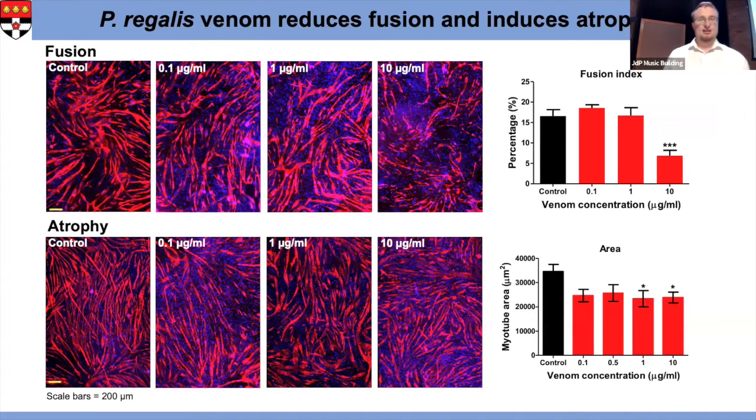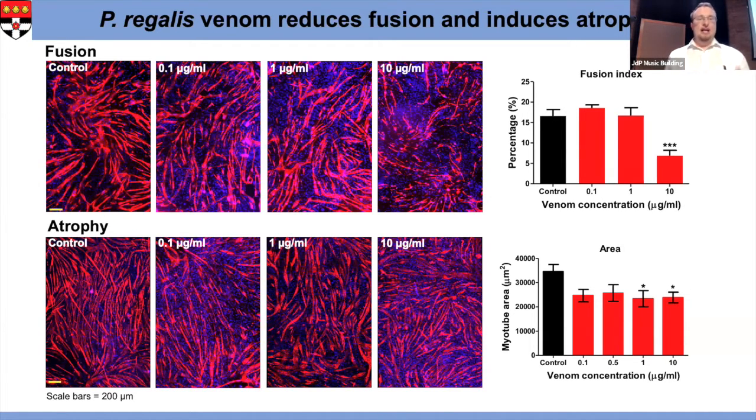However, following this, myoblasts were then cultured to confluency, and they were encouraged to form myotubes in the presence of different concentrations of venom over the course of 5 days to study the effects on fusion of the myoblasts into myotubes. This showed a significant impact on the fusion index, which is the percentage of myonuclei present in myotubes compared to total myonuclei.